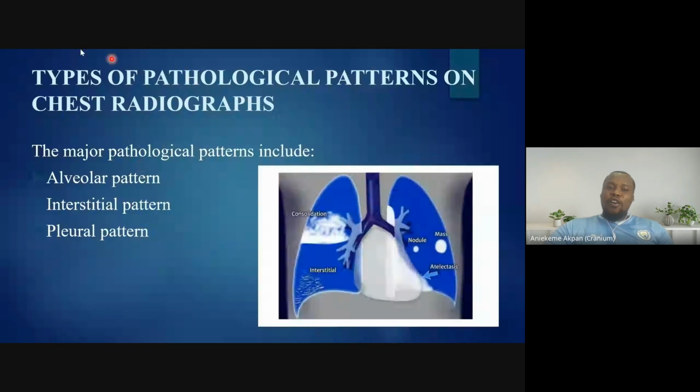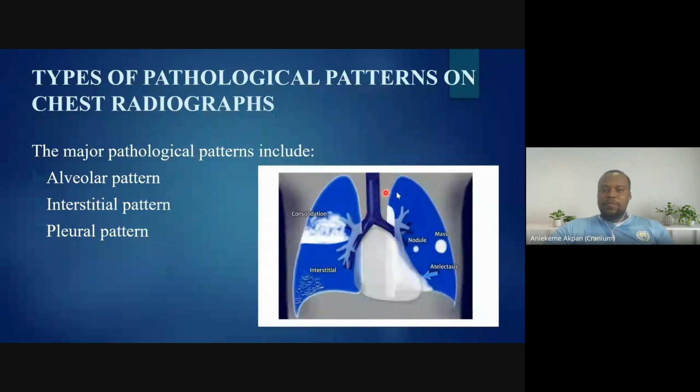So all of the lung pathology, or most of the chest pathology, excluding the heart, is mostly going to affect the unit of the lungs, which is the alveolus, or is going to affect the supporting structures of the lungs, which are those interstitial spaces that help to hold the alveoli together and give the lungs a shape. Or it can even affect the covering and the space in between the lungs. So most of our patterns are going to revolve around this alveolar, interstitial, and then the pleural.